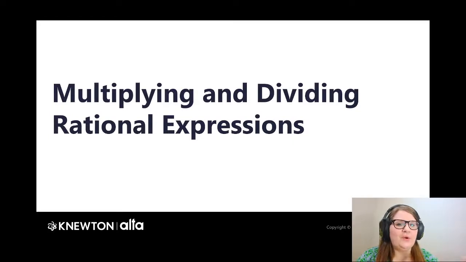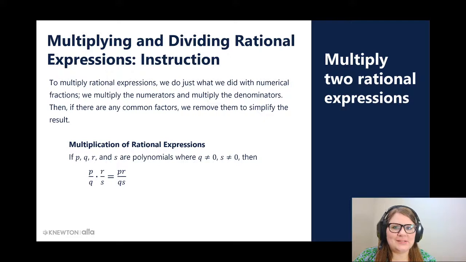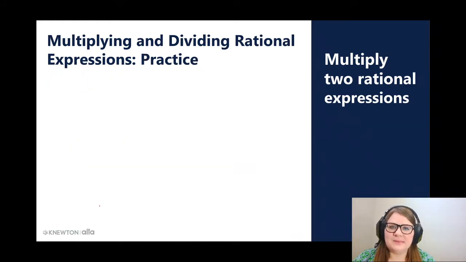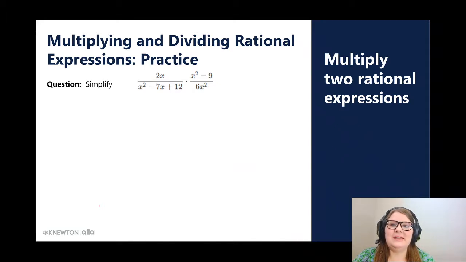In this video, we're going to talk about multiplying and dividing rational expressions. So let's start with this. To multiply rational expressions, we're going to treat them just like we would fractions. So if you have P over Q times R over S, you're going to multiply across the top, and you're going to multiply across the bottom to get PR over QS. Hopefully pretty simple. So let's take a look at an example here.